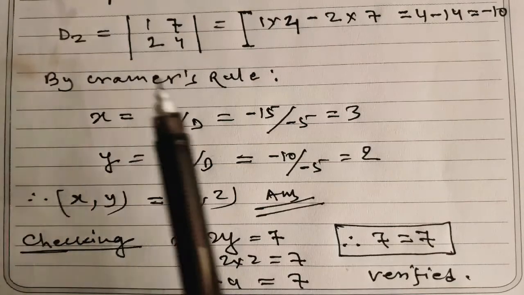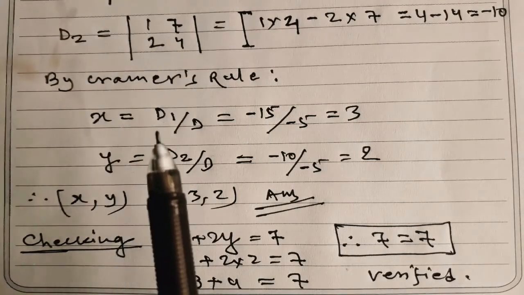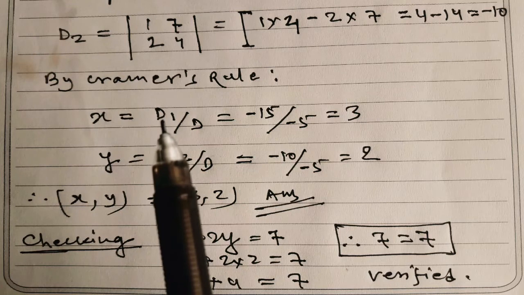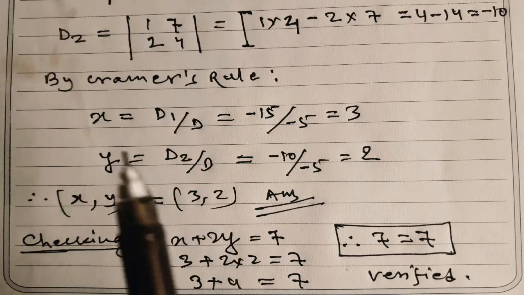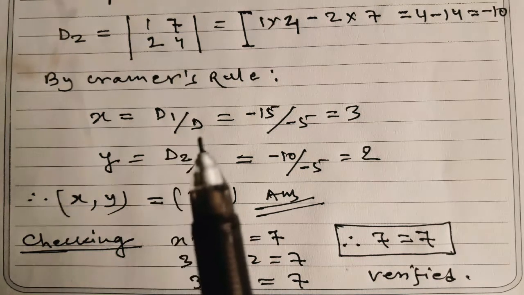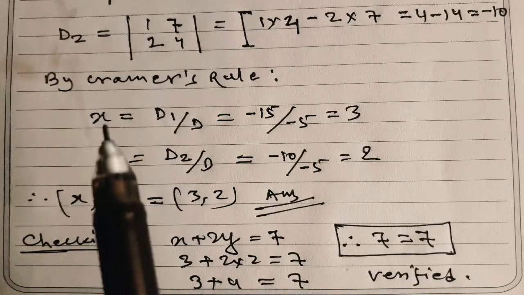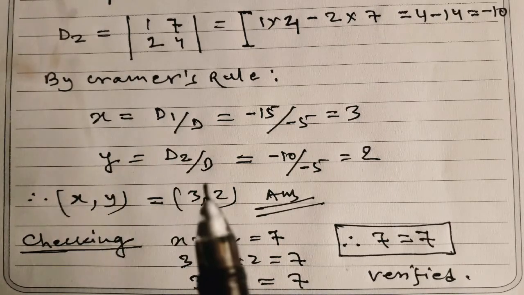Now we'll apply the formula of Cramer's rule. According to Cramer's rule, the value of x is obtained by D1 divided by D, and the value of y is obtained by D2 divided by D. So the formula of x is D1 by D and the formula of y is D2 by D.